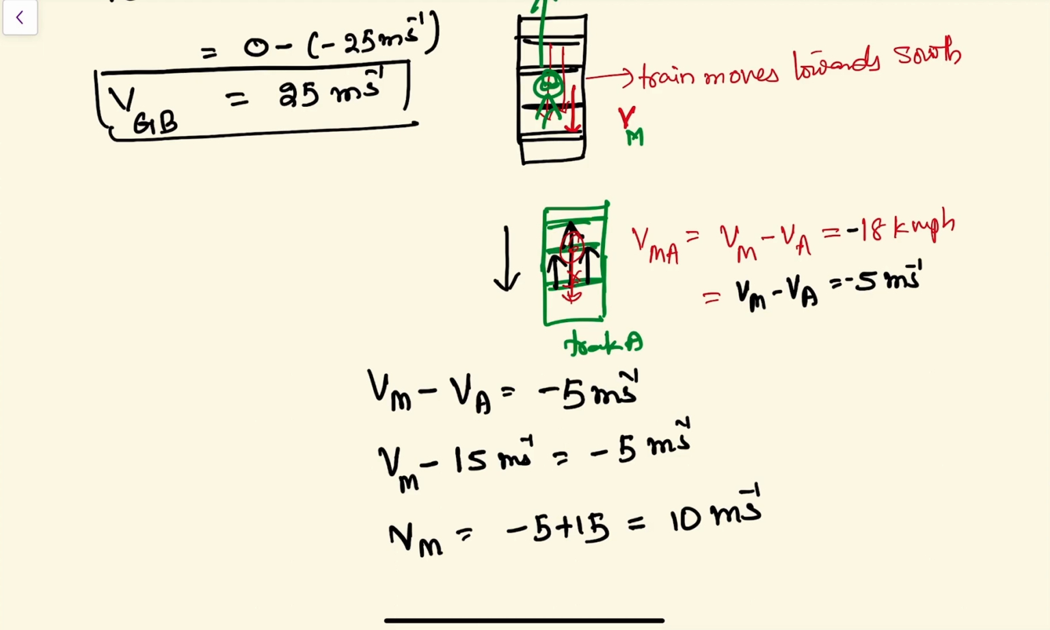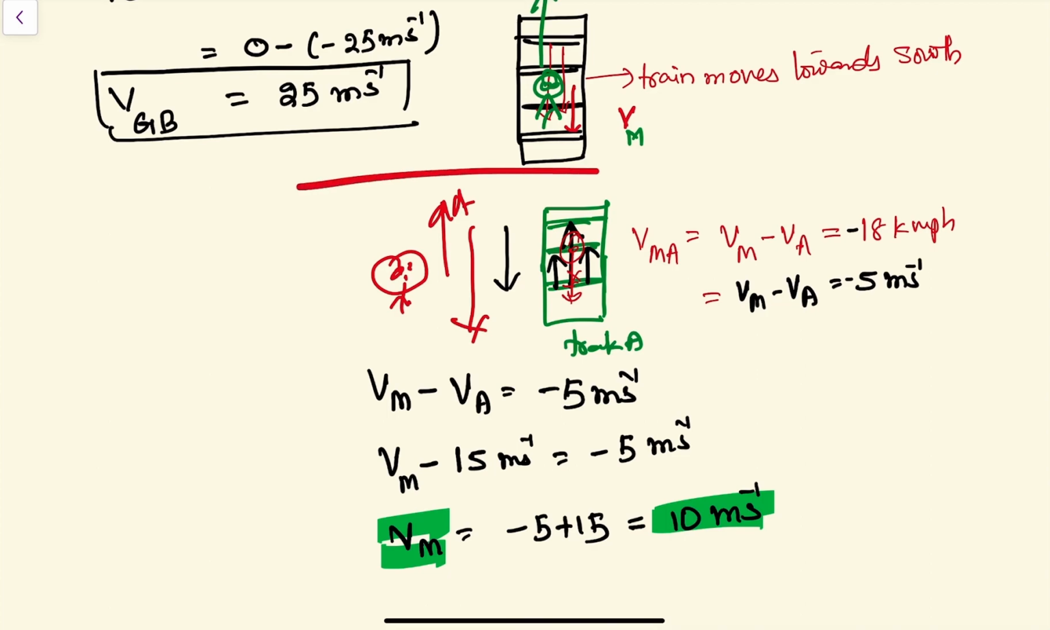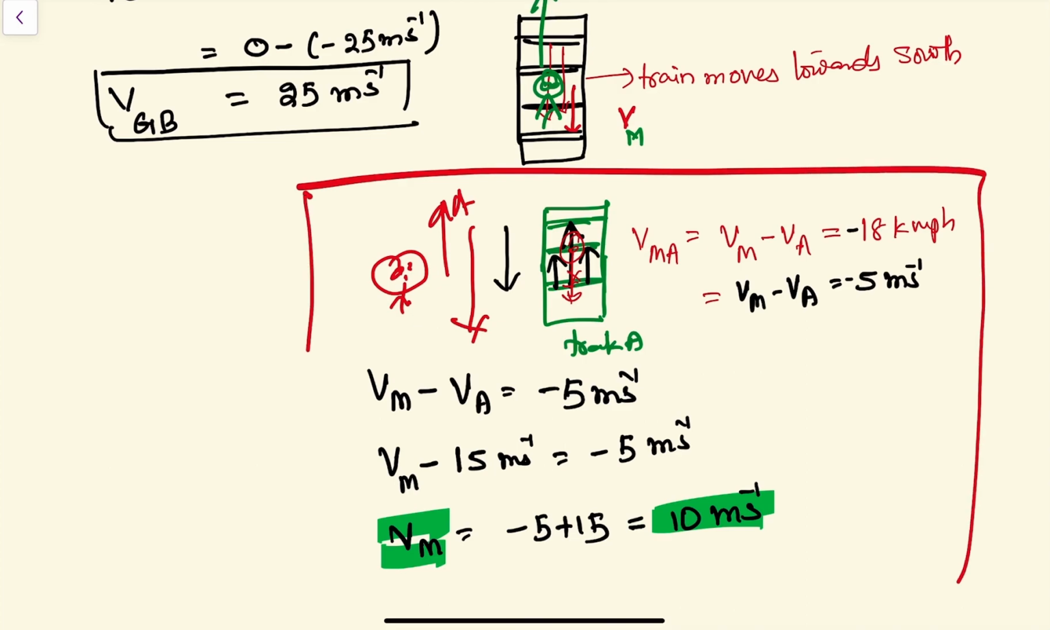This is actually the velocity of the monkey, which is moving in the downward direction, where train A is moving in the upward direction. In that way we can calculate. So if you understand this one, many such problems are based on the relative velocity concept.